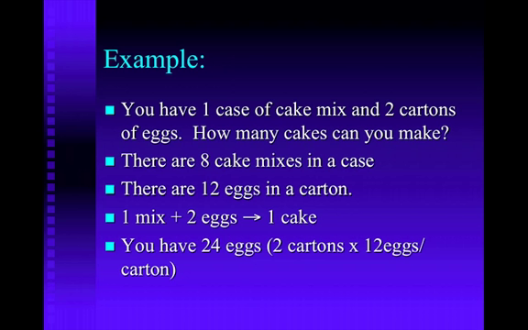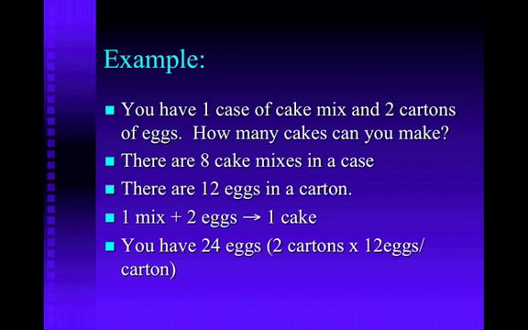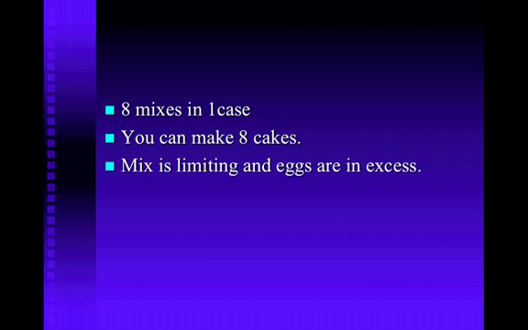Feel free to pause and rewind while you make some notes and go back if you need to. There are 8 mixes in 1 case, so you could make 8 cakes altogether. If we go back and look, you have enough eggs to make how many cakes? If you have 24 eggs and you need 2 eggs for 1 cake, then based on the eggs alone, you should be able to make 12 cakes. But you only have 8 cake mixes, so you can only make 8 cakes instead of 12. So the mix is your limiting reactant and eggs are the excess reactant.